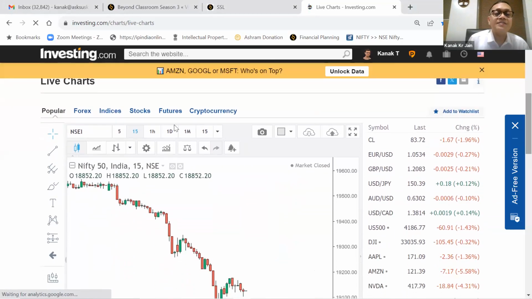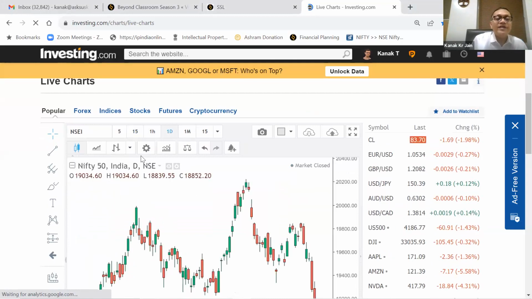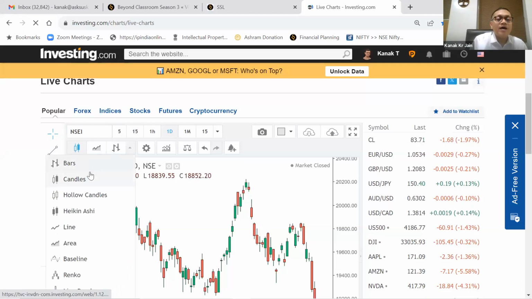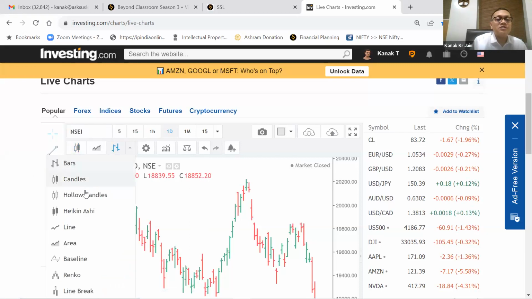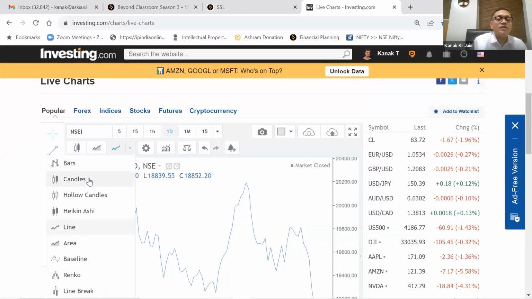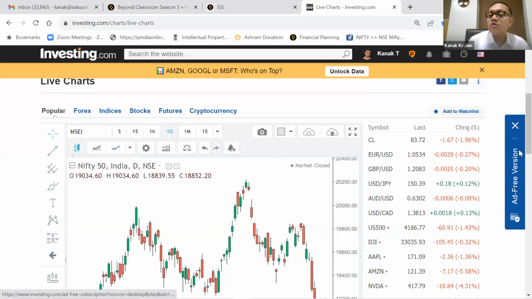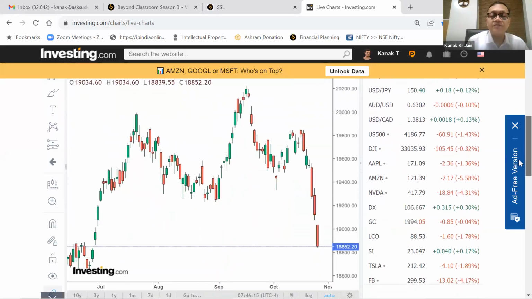Now in this, if you go to the one day daily option, there are various options like bars, candles and all. We have taken the candles option. If you want, you can take bars or other options like lines or candles as we do. Candles show the highs and the lows, everything.